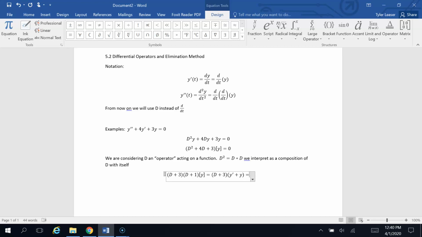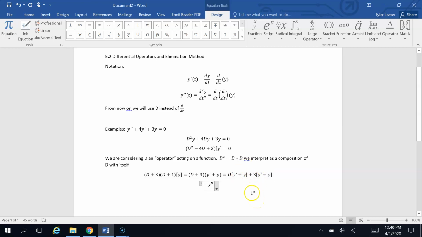Now what we're going to do is take this D plus 3 and operate that onto y prime plus y. What that means is that we're going to take D and operate that on y prime plus y, and then we're going to take 3 and operate that on y prime plus y.